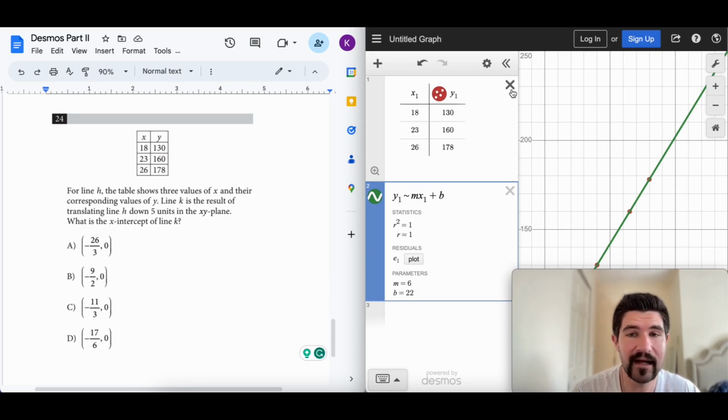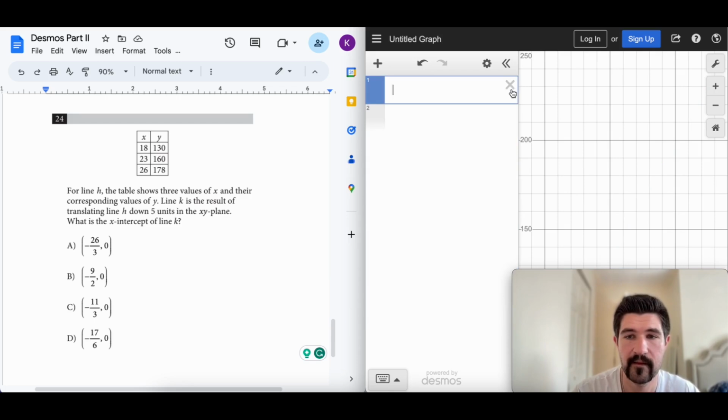And now I don't need any of this stuff anymore. I'm going to clear it out, and I'm going to just type in y equals 6x plus 22. Okay, it's a good thing I remembered what it told me. That is the equation of line H.